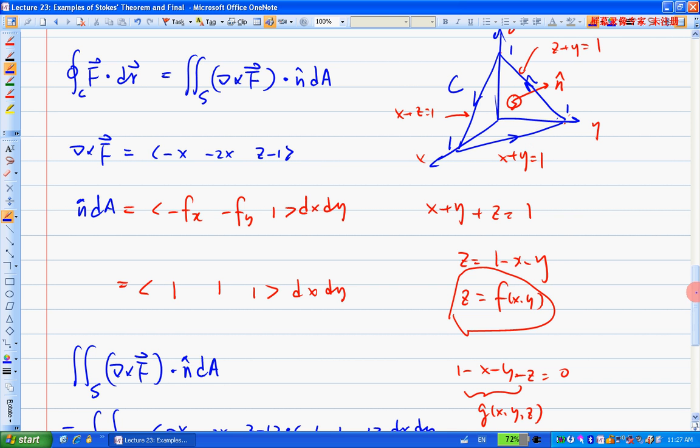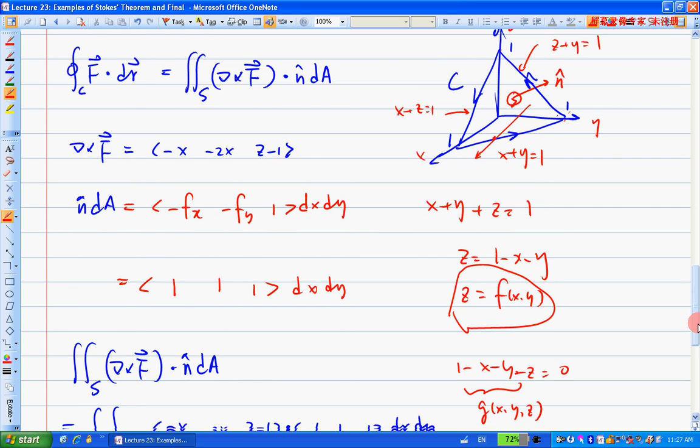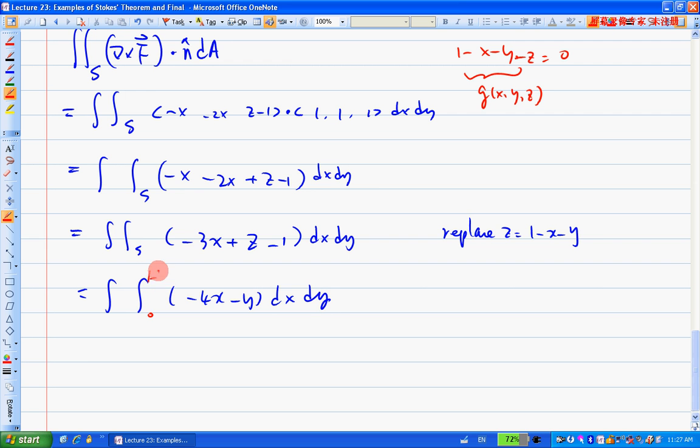If you want to integrate dx, in my case set it here, then what we do is draw a line in the direction of the positive x-axis. First contact is 0, second contact is that line over there. So it's 0 to 1 minus y, and y goes from 0 to 1. So this is a very simple double integral, and can be easily calculated, which is negative 6 over 5.